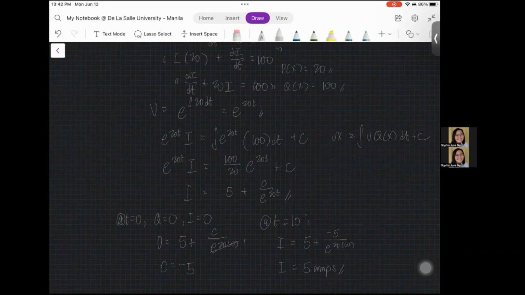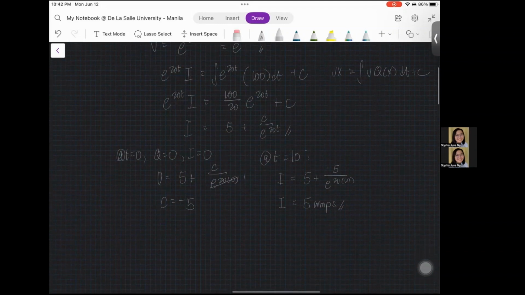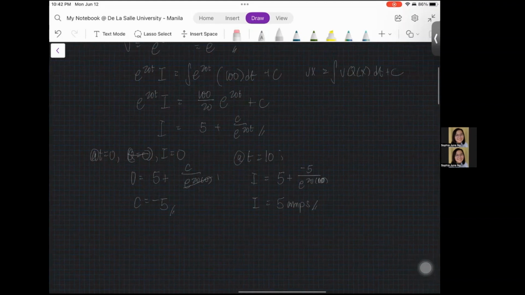current. All right, so at t equals 0, our current is equal to 0. So with this, we'll be able to get our constant at time equals 10. Plugging that in from here, we'll be able to find out that your current is still 5 amperes. This is because this value in general is very close to 0, so there's virtually no change.